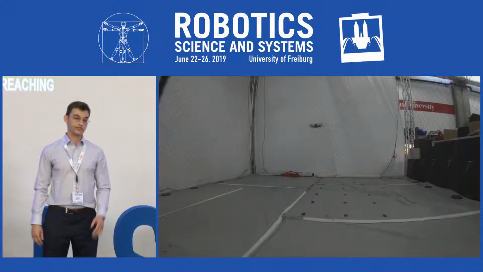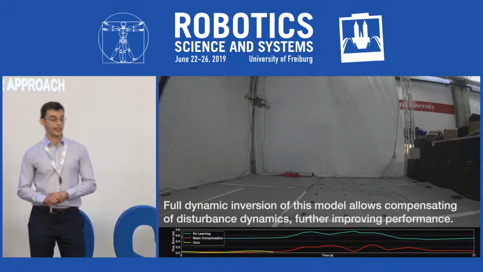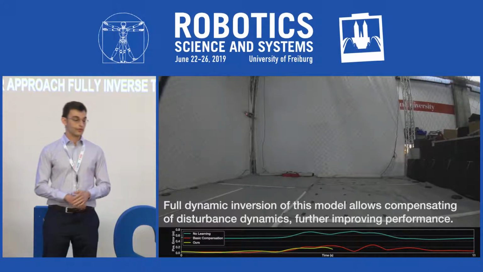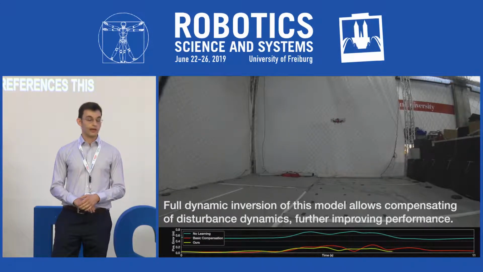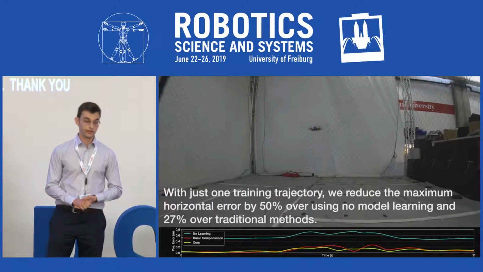The third trajectory is a trajectory executed using our approach, which fully inverts the learned model and corrects all of the orientation references. This approach further improves the error when compared to basic compensation by about 30%. Thank you, and I left a few things out, so if you want to know more, please see the poster.